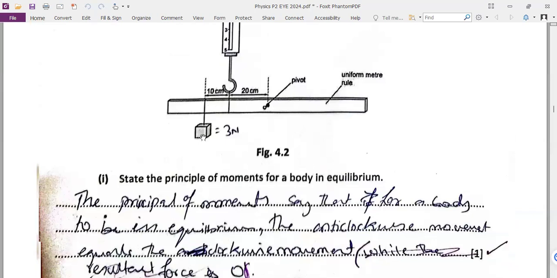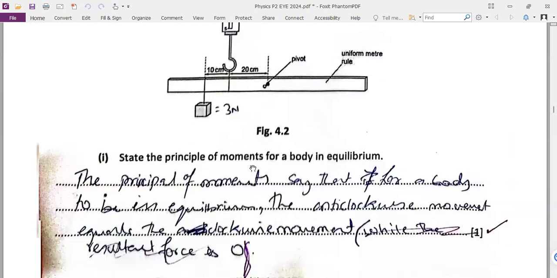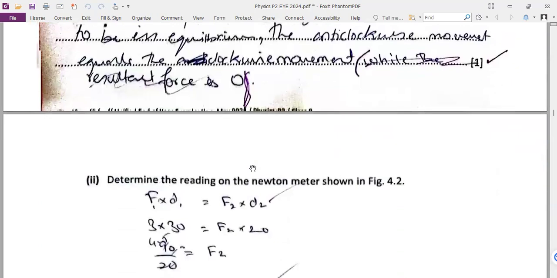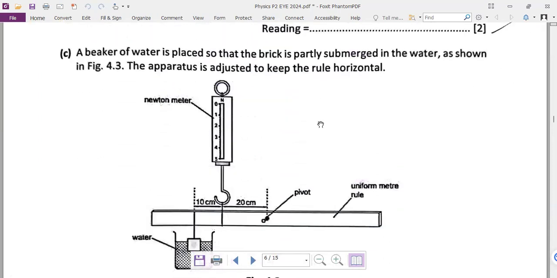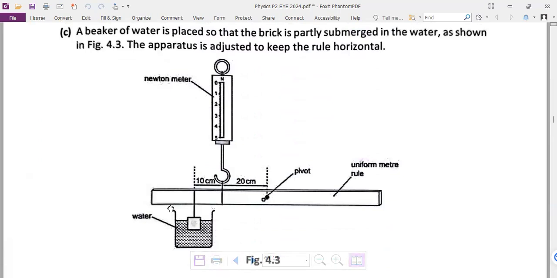It is its weight, and the distance from the pivot is 30 centimeters. And then this force acting upward is producing a clockwise moment, and it is at 20 centimeters. So we use this 3 into 13 into 20, and that gives you 4.5 Newton, and that is the reading. And then it says that a beaker is placed.